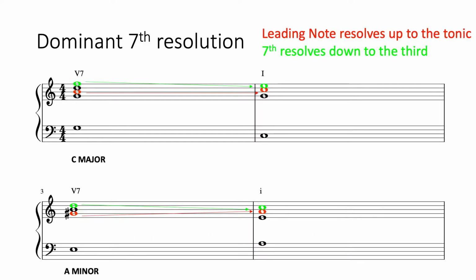So I've got that here. Here it is in a major key. So we've got C major at the top. That's chord 5-7 in C major, going to chord 1. So that sounds like this. Here's that tritone, and then resolves inwards.